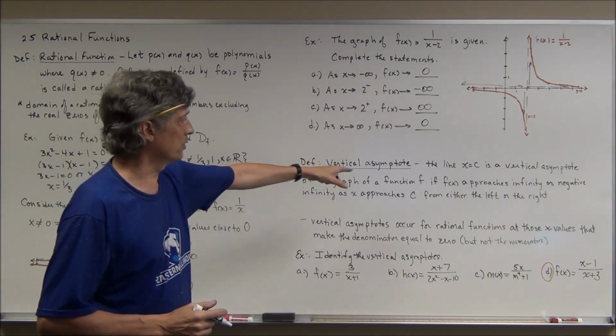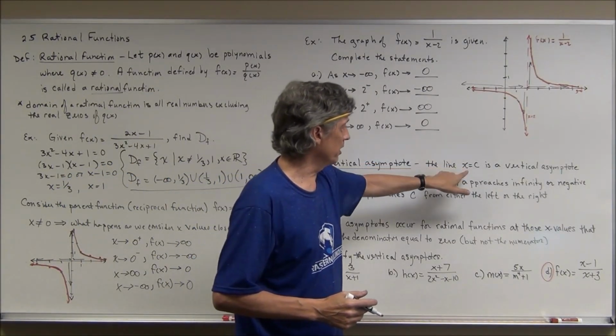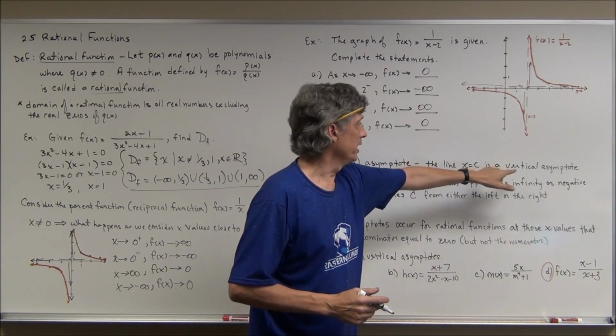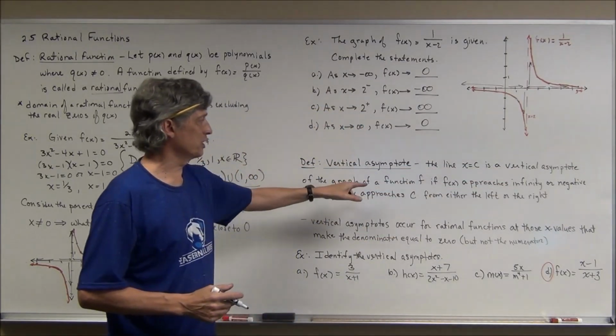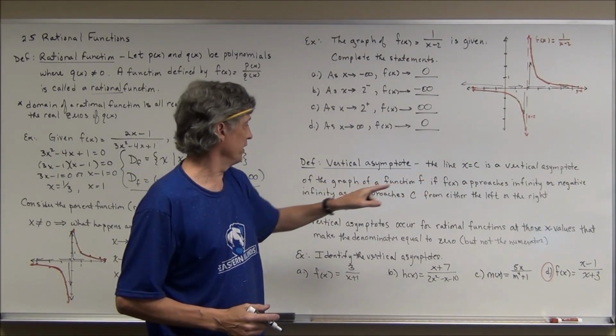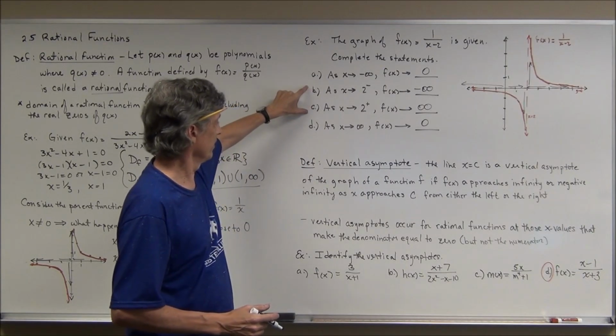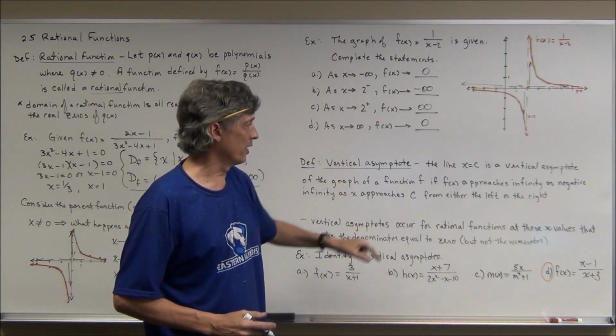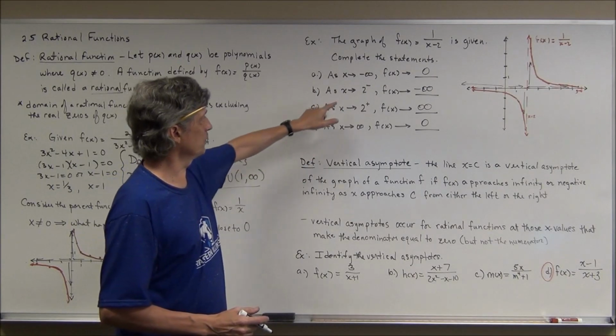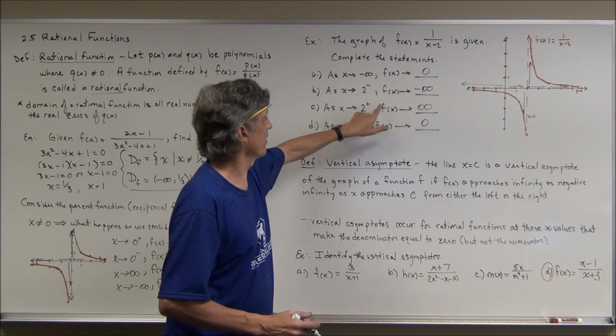A vertical asymptote, the line x equals c, vertical lines, x equals a constant, is a vertical asymptote of a graph of a function f if f of x approaches infinity or negative infinity, like I have here, as x approaches c from either the left side or the right side. And this was from the left, and this was negative, and from the right, and this was positive.